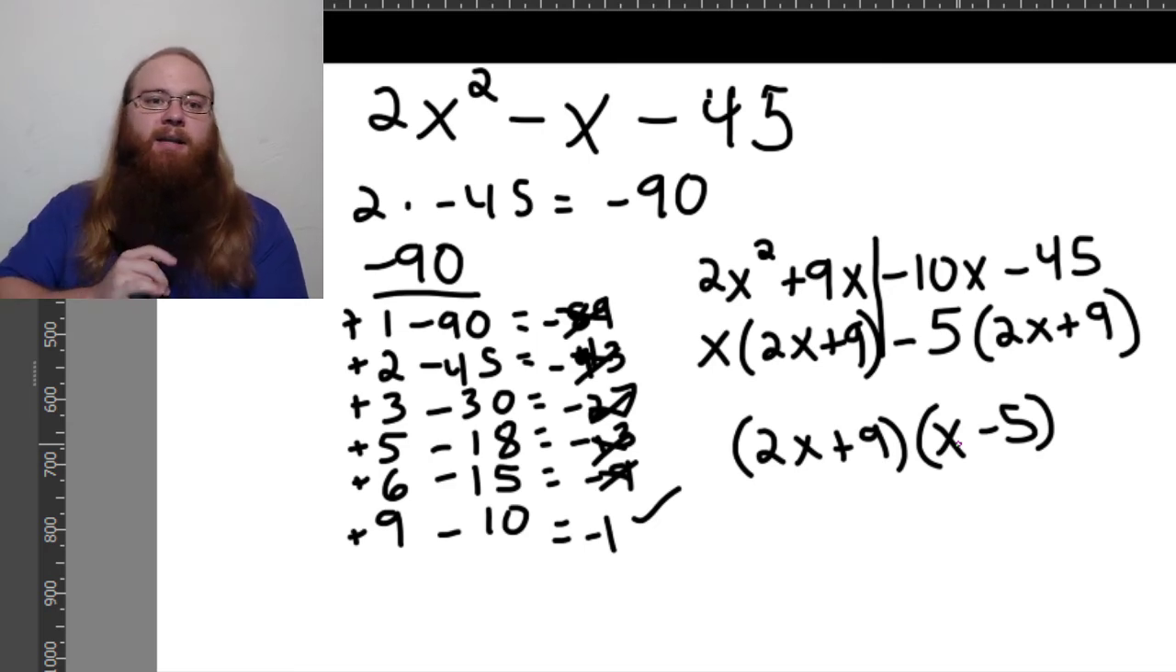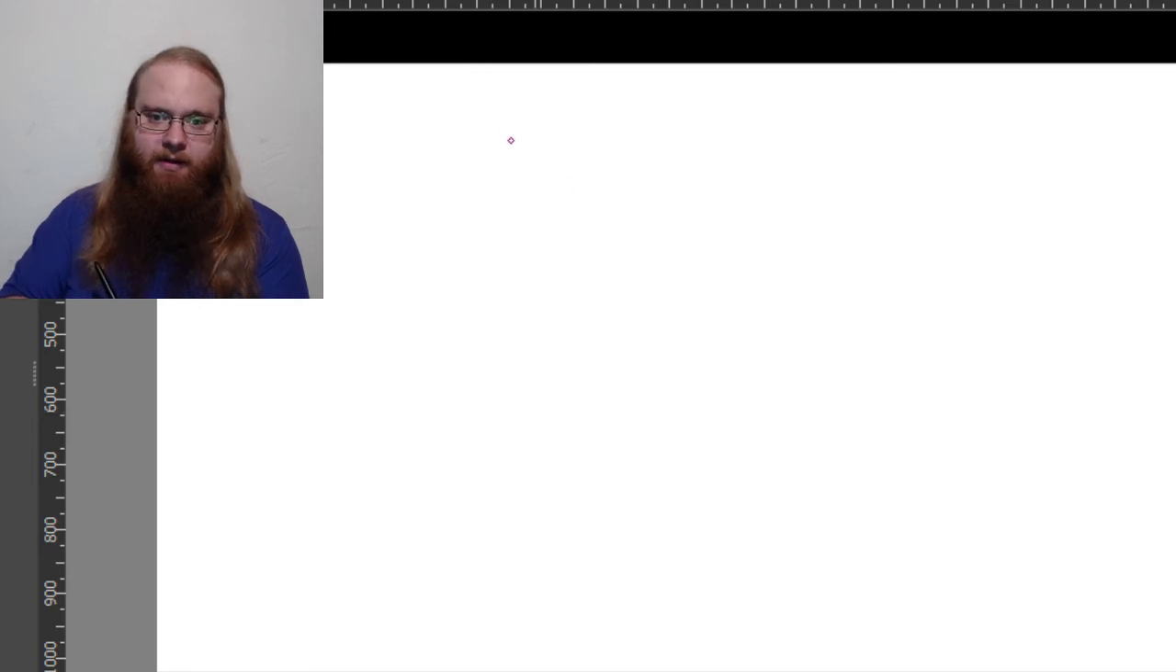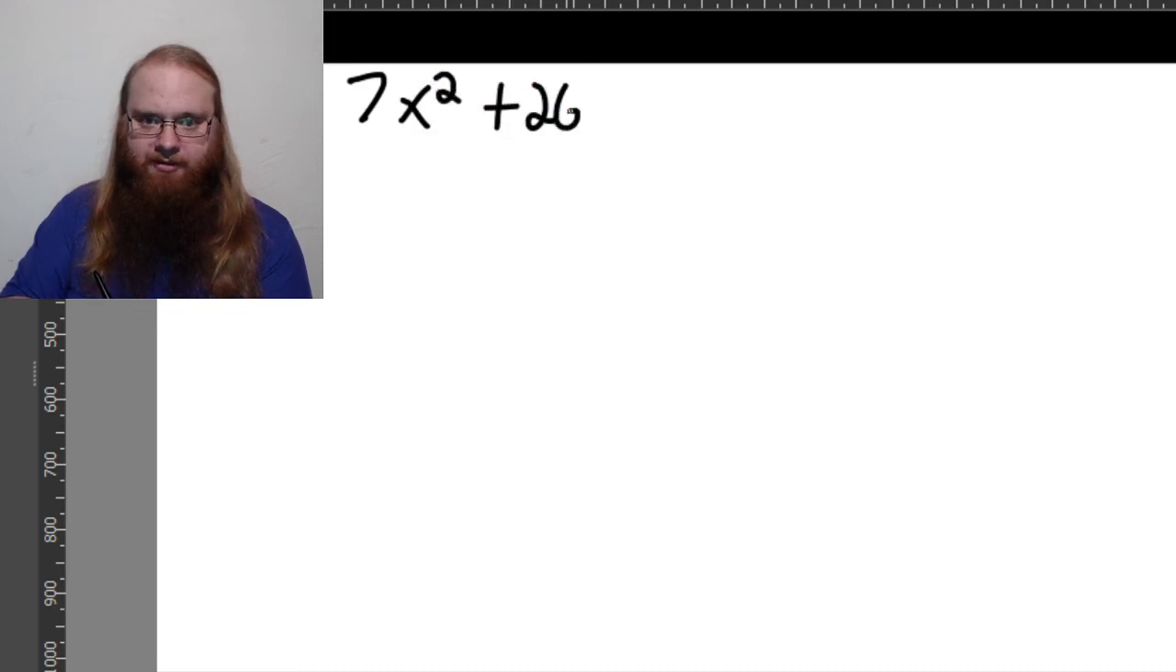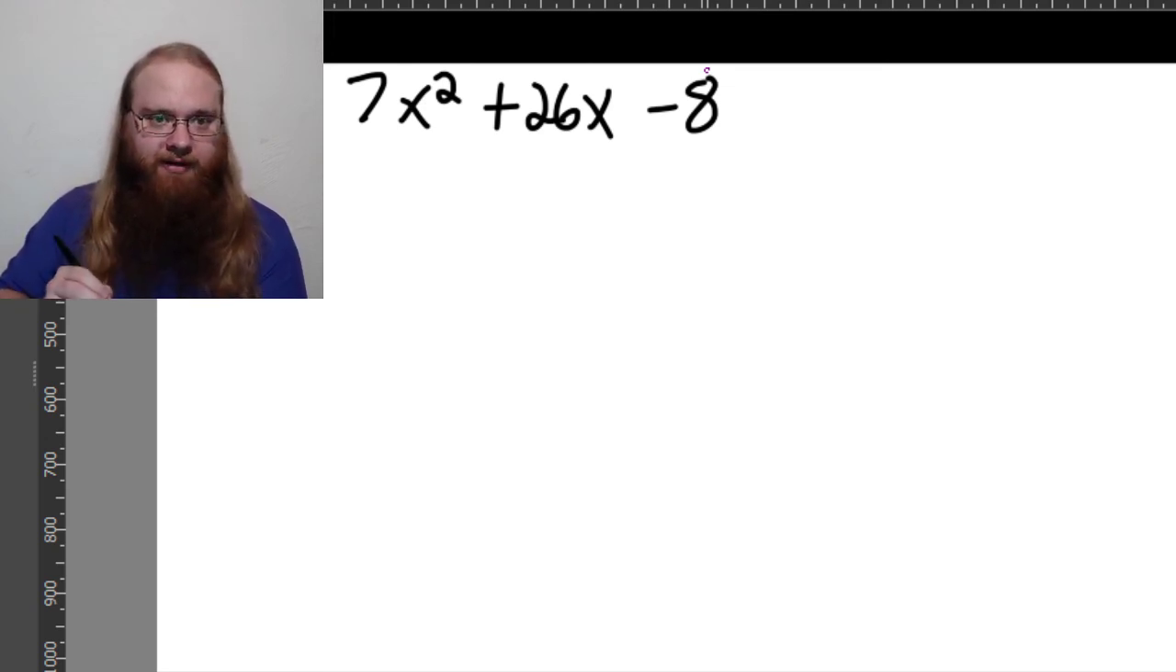So, again, take as much time as you want. Pause the video, go back, look this over, try to figure out what's confusing you. Let's go ahead and do one on your own. So, let's go ahead and do 7x squared plus 26x minus 8. This actually is number 3 on one of your worksheets. Someone's already asked me about this one, and I have all the work written down for it. But go ahead and do this one, and we'll come back and review it together.